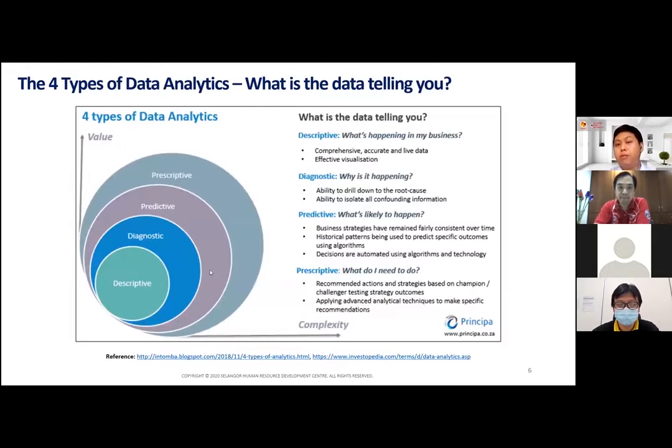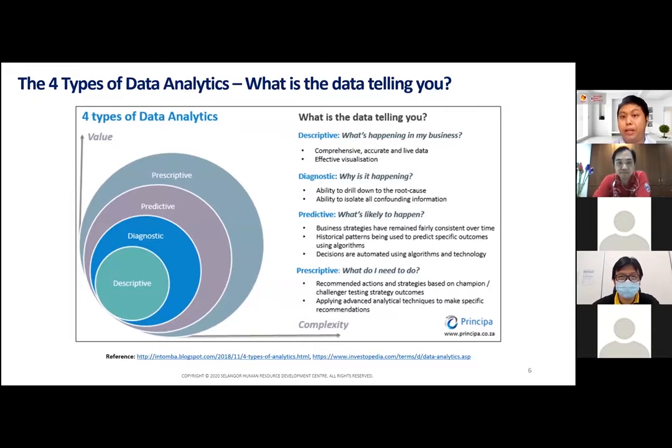So the 4 types of data analytics actually comes back to what is data trying to tell you, right? How is the machine trying to communicate to you through data that you gather from the machine? So we start from descriptive. Descriptive means what is happening, right? In a current production system, it's basically telling you what is actually happening in your current system, what is actually happening in your production capacity.